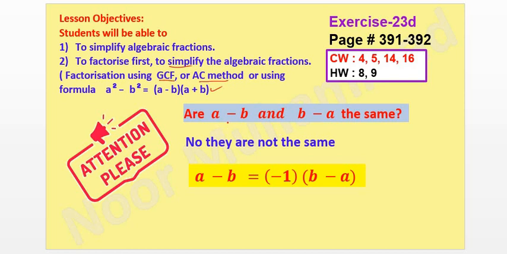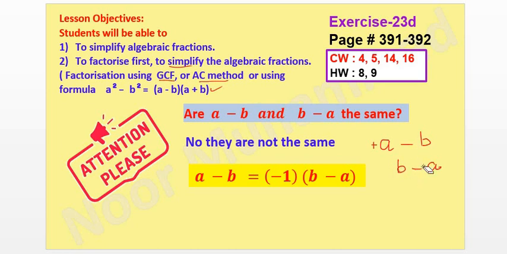For example, if I ask you whether a minus b and b minus a are the same, they are not the same. Why? Because in a minus b, a is positive and b is negative. But in b minus a, b has become positive and a has become negative. It means their signs have been flipped, or become opposite.